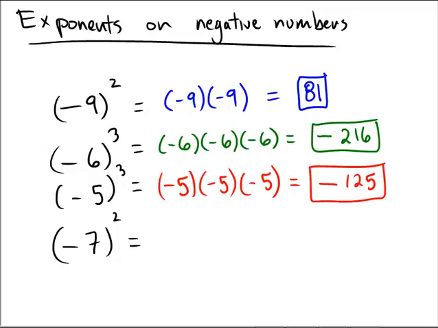Finally, let's try negative 7 quantity squared. That's negative 7 multiplied by negative 7. A negative multiplied by a negative will be a positive, and 7 times 7 is 49. In general, odd powers will yield negatives, and even powers will yield positive numbers.